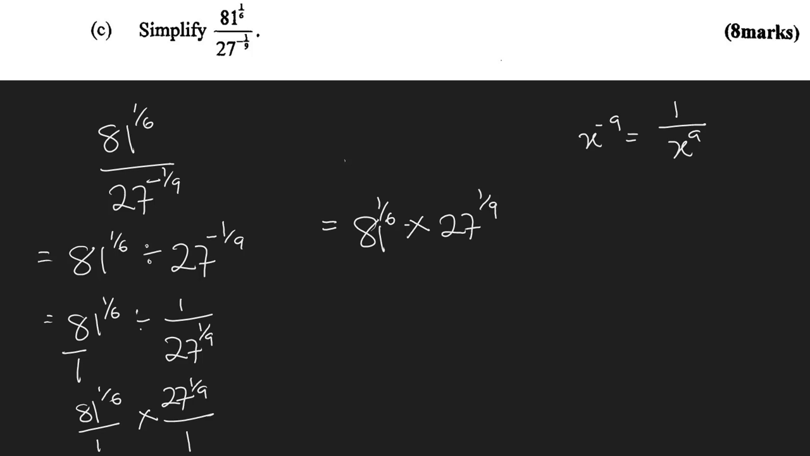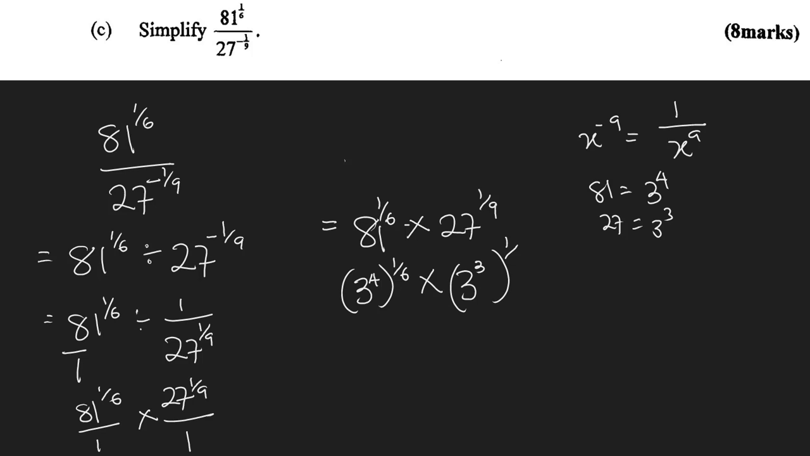So as we are aware, 81 is 3 to the power of 4, right? And 27 is equal to 3 to the power of 3. So we're going to utilize this. It's going to be now 3 to the power of 4, and we have 1 over 6. Then times 3 to the power of 3, and we still have 1 over 9.